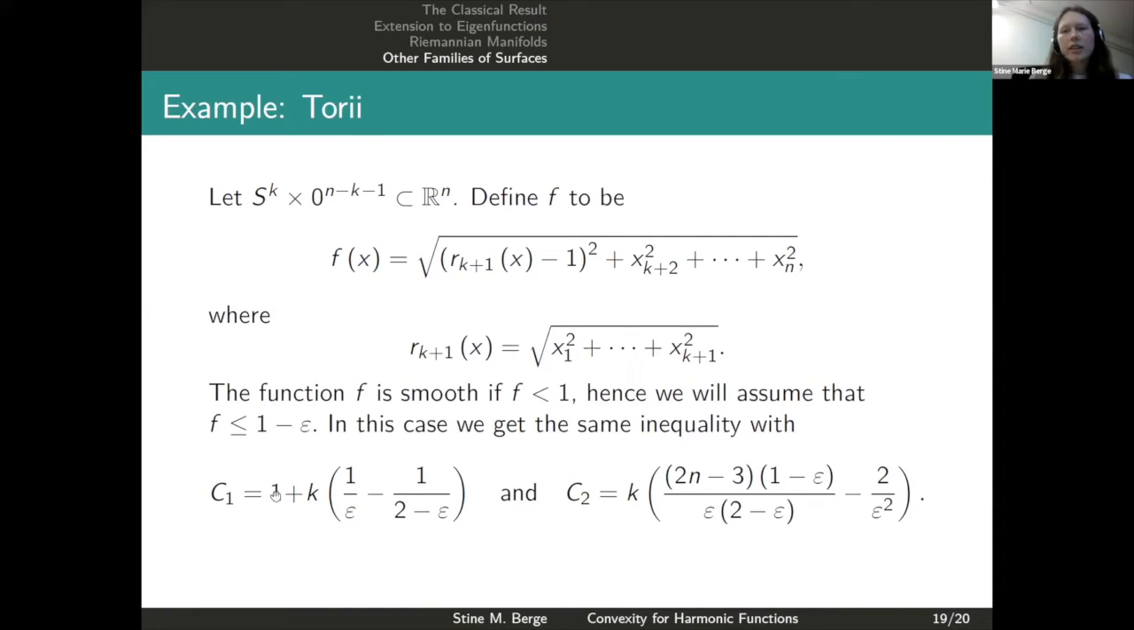So in this case, we end up with the same inequality as on the previous slides, with just some new constant here. And one thing to note is that in the case that epsilon goes towards 0, these constants blow up. So I don't think it would be possible to get these kinds of results if you try to go through any conjugate points.